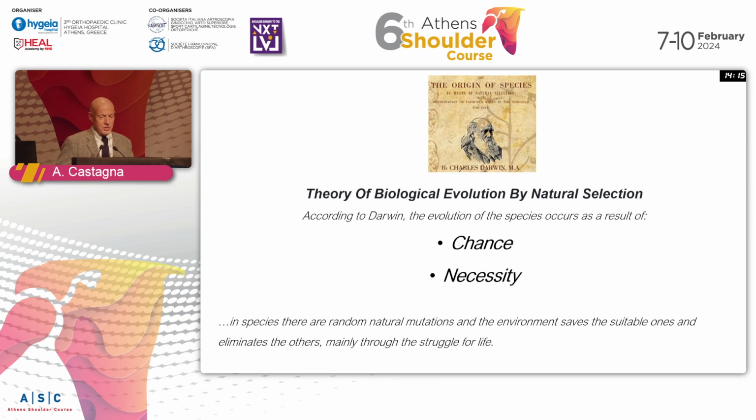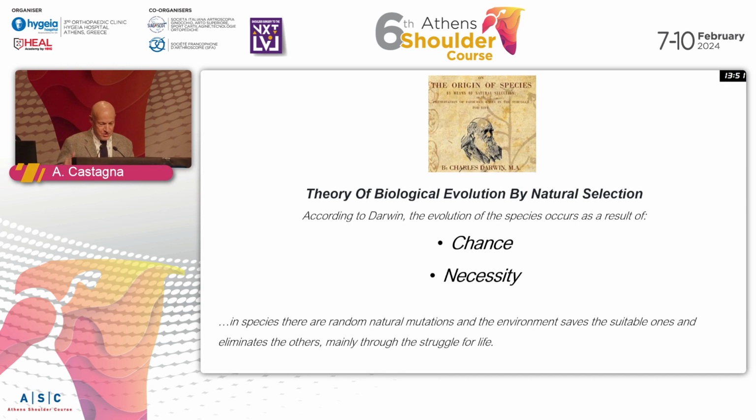So if we go to this evolution concept from Darwin, well, he said that the theory of biological evolution by natural selection happens, and the evolution of the species occurs as a result of chances and necessity. Remember these two words, chances and necessity. This will influence also the evolution of our reverse shoulder arthroplasty.